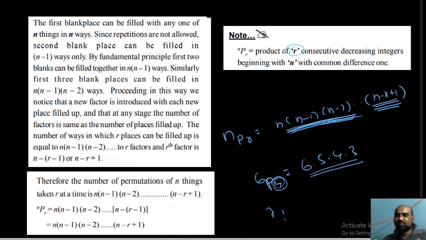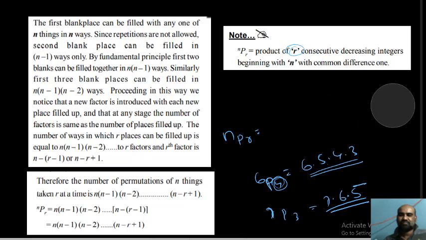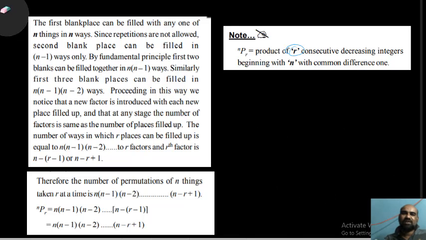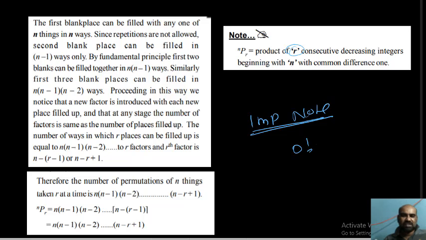So 7P3 means what? The product of decreasing consecutive integers beginning with 7, common difference 1, and 3 terms: 7 into 6 into 5. What is the value? That is 7P3. That is one thing. Students, important note: for mathematical convenience, 0 factorial is treated as 1.